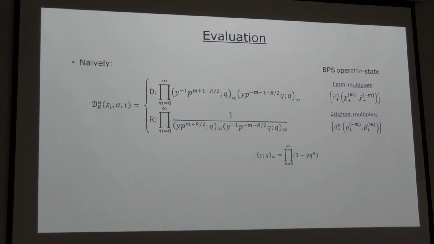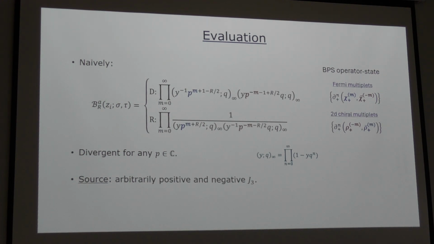Okay. Now, there's an issue with this expression, which is related to the fact that I'm trying to calculate an index for an infinite number of multiplets. Okay. So this is actually divergent for any complex value of p. The reason for that is that I have arbitrarily positive and negative eigenvalues for this J3 eigenvalue. Okay.